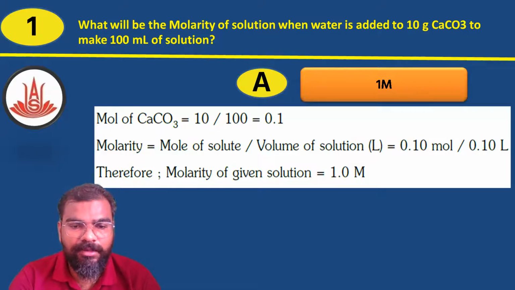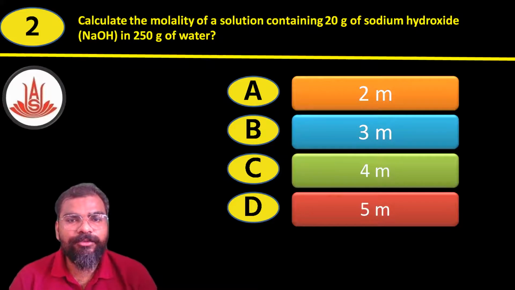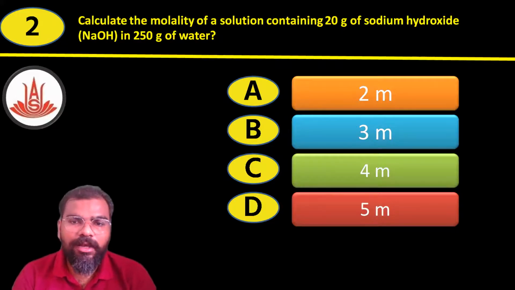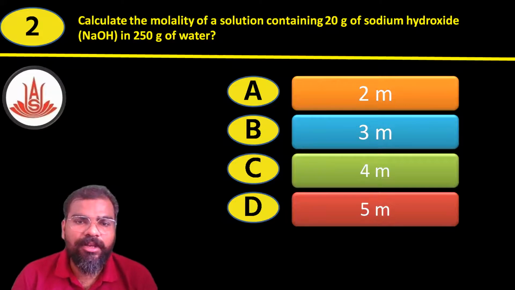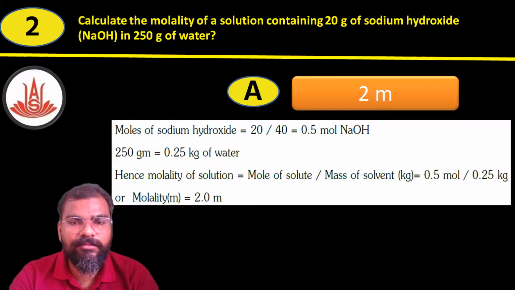Then question number 2, calculate the molality of a solution containing 20 gram of sodium hydroxide NaOH in 250 gram of water. The options are 2 molar, 3 molar, 4 molar, and 5 molar. There are 4 options they have mentioned. So let us solve it.